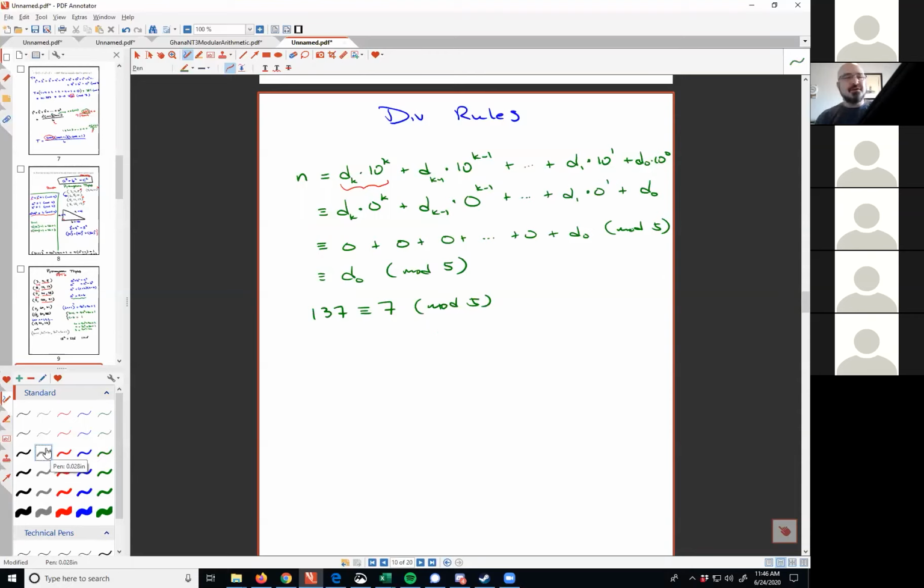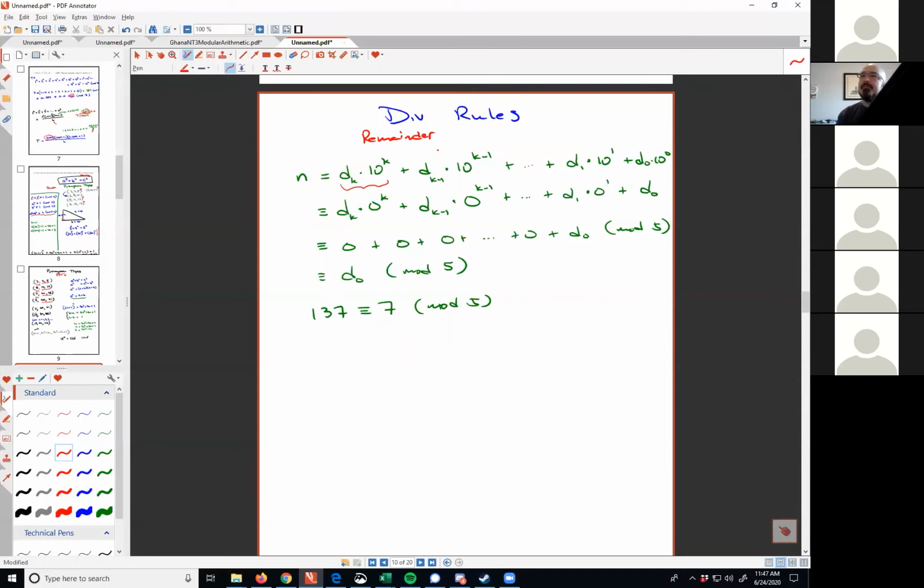And actually, I'll say one more thing. It's not even just a divisibility rule. It's more powerful than that. This is a remainder rule, right? We don't just know that 135 is a multiple of 5. We know that 137 is 7 mod 5, so it's 2 more than a multiple of 5, right? Not just a divisibility rule, it's a remainder rule, as we see it in modular arithmetic.